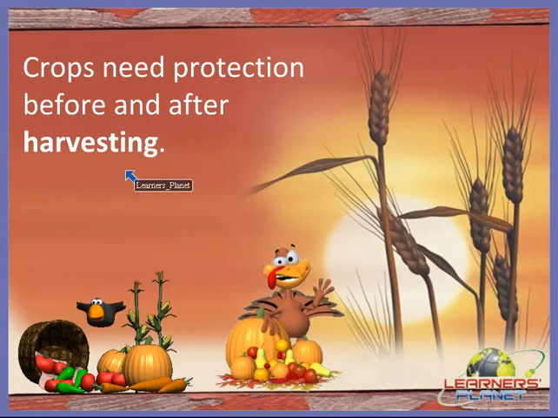We need to follow some rules also. Why? To protect the crops even before harvesting and after harvesting. We need to protect the crops from birds, insects, and rodents like rats. Because before harvesting and after harvesting, what happens? Birds or insects or rodents attack the crops and they will eat them, right? Or they can damage them.